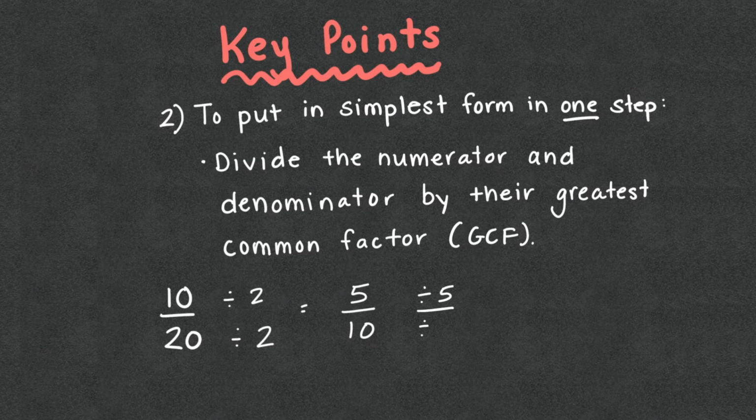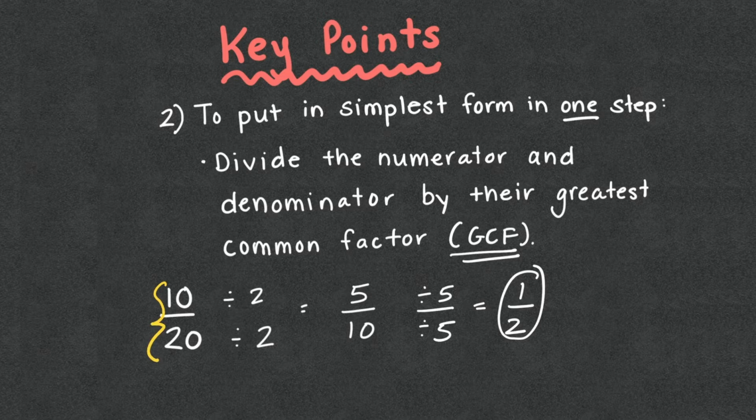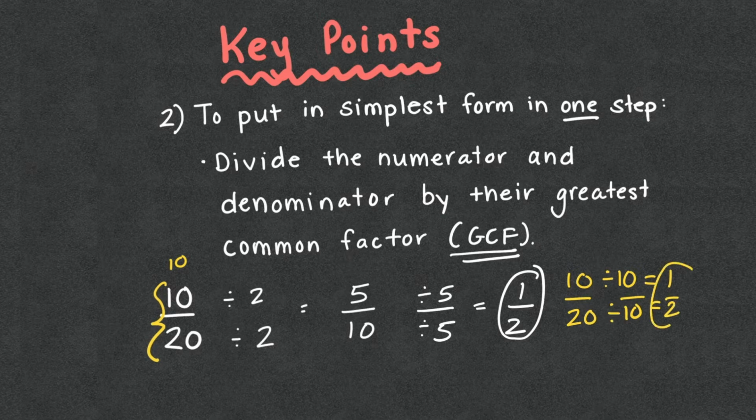So I could divide by 5, and that would give me 1/2. That was multiple steps and took a really long time. But if I had actually divided by the greatest common factor of 10 and 20, which you would come to find out is 10, we would have had 10/20 divided by 10 equals 1, divided by 10 equals 2, and we would have gotten 1/2 that way.